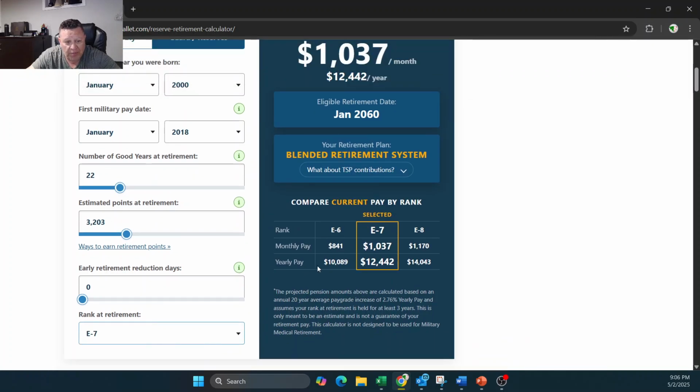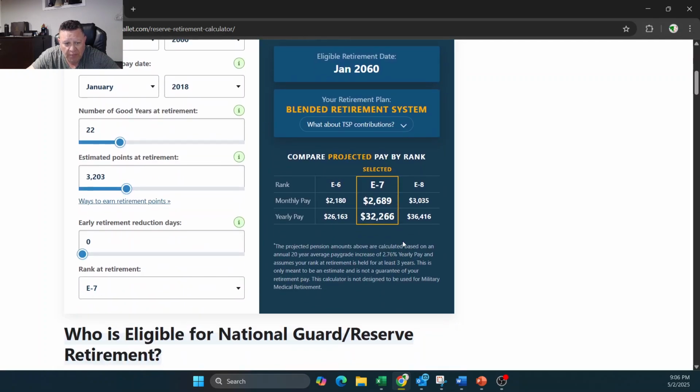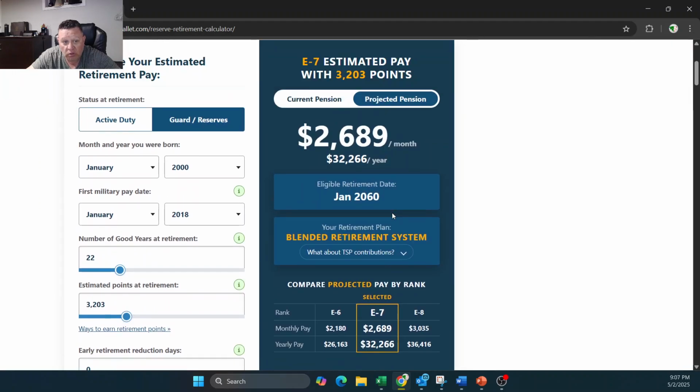So this estimates your pay. It says your yearly pay will be 12,000, and your monthly pay will be 1,000. And it has this option here where you could project it out to 2060. What that means, it says right here, it will give you an average pay grade increase of 2.76. So it's just kind of a compound interest calculator built into this. It'll take you to 32,000 with a monthly pay of 2,600. This is with inflation and COLAs factored in.